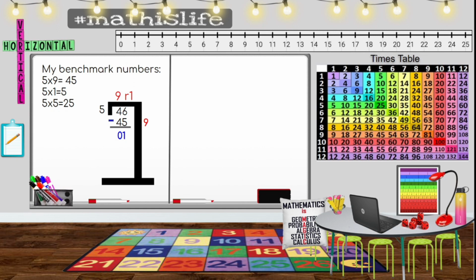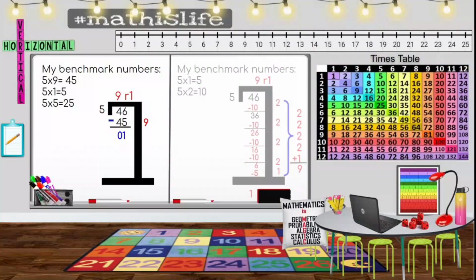As I said before, the more you know your multiples, the easier the process gets. So let me show you what I mean. Look at this problem. Since I know that 5 times 9 is 45, then I can skip all the repeated subtraction and only subtract once. Because 5 times 9 is 45, I would put my 9 on the outside, and then multiply 5 times 9, which is 45, and subtract it. 46 minus 45 is 1. So notice that I will still get 9 remainder 1.